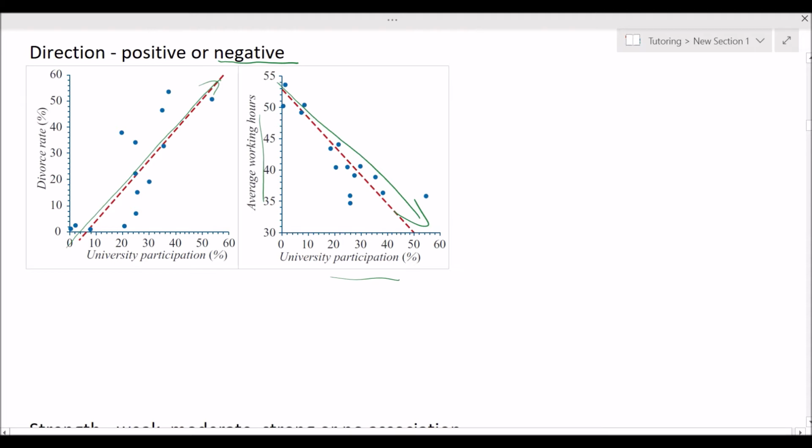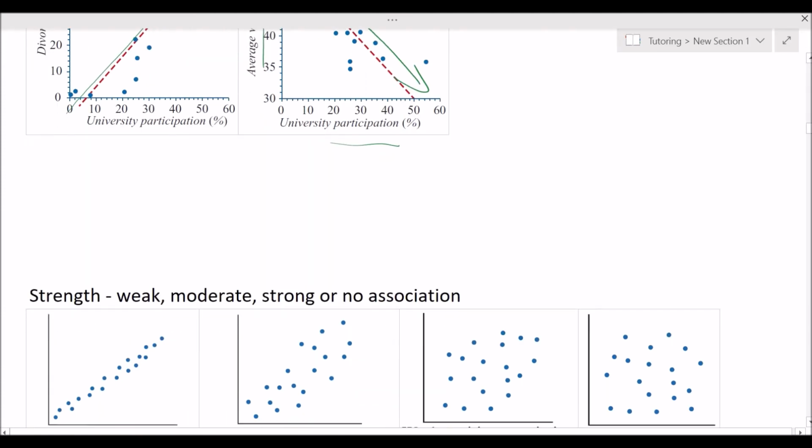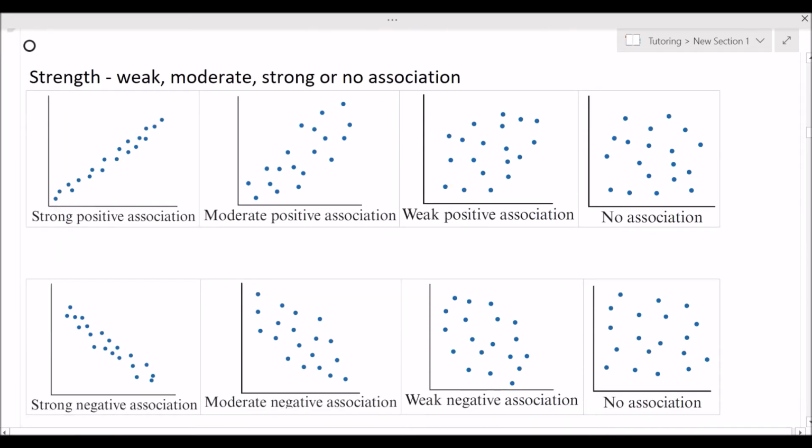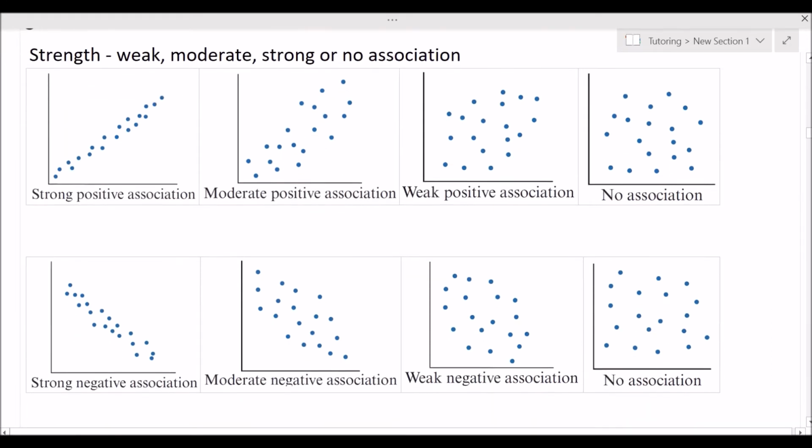It doesn't mean bad. It just means that there's an inverse relationship. As one thing increases, the other decreases, okay? Our next feature is strength. So we've got 4 possibilities here: strong, moderate, weak, and no association. Okay, and remember, that could mean both positive and negative. So I've given examples of both.